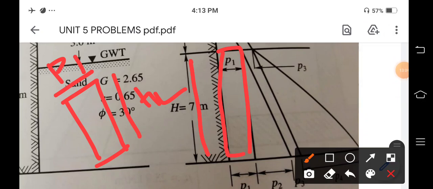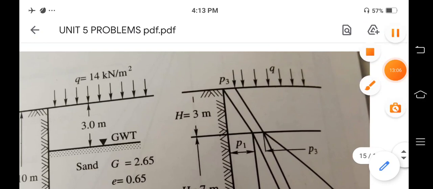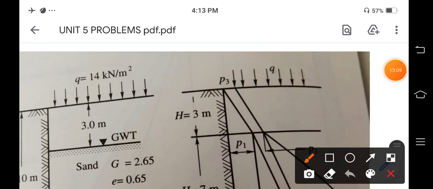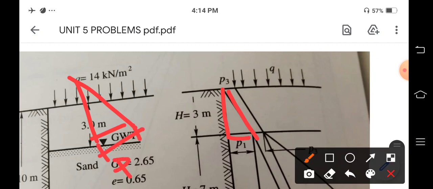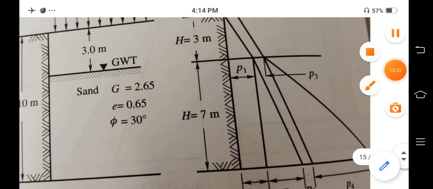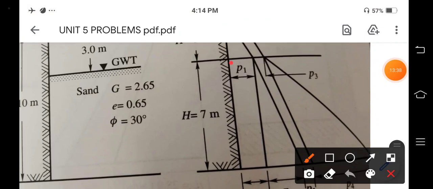Once again I am repeating, I think the recording will be stopped. For the first case, this is the first triangle. The base is P1, the height is H1, that is 3 meter. So, the area will be 1 by 2 P1 into H1, that is 1 by 2 P1 into 3. This is for the first triangle. Then the second is a rectangle.